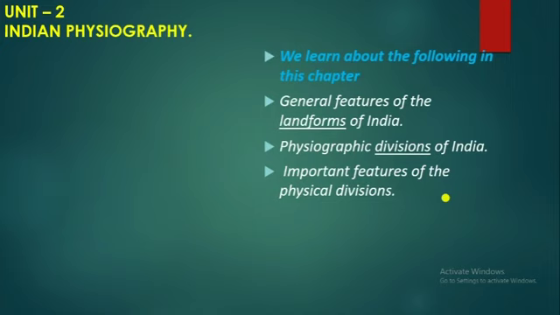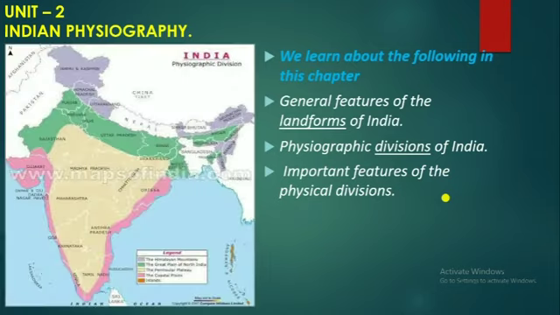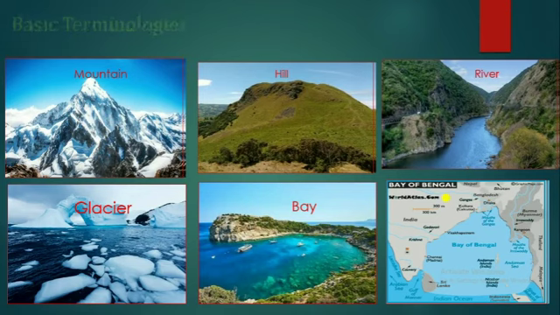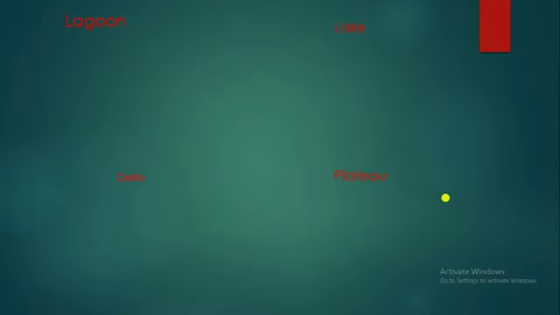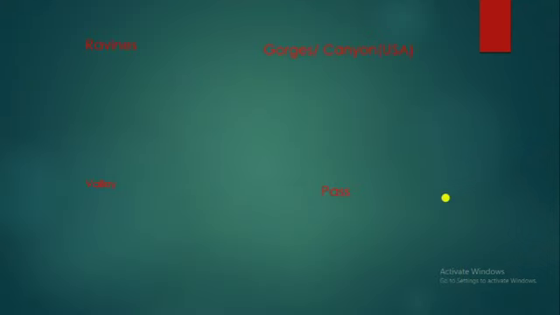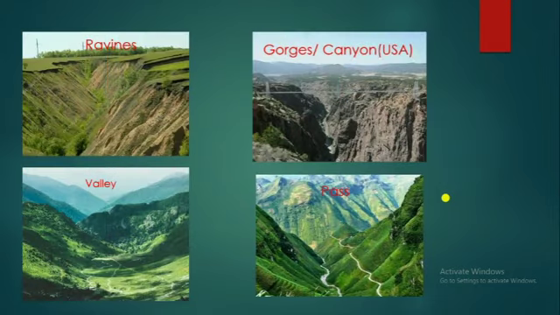See the points we learned. Basic terminologies that we discussed: mountain, hill, river, glacier, bay, then lagoon, lake, delta, plateau, ravines, gorges, another name, canyon, and valley, passes. Okay, all this is discussed.